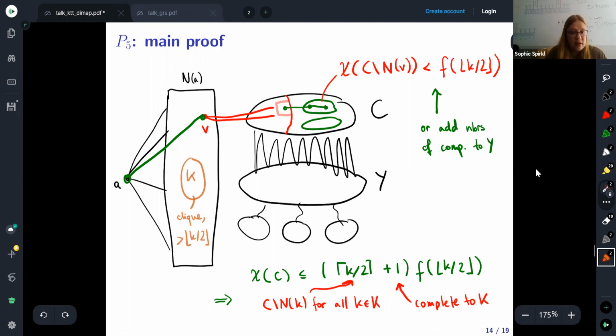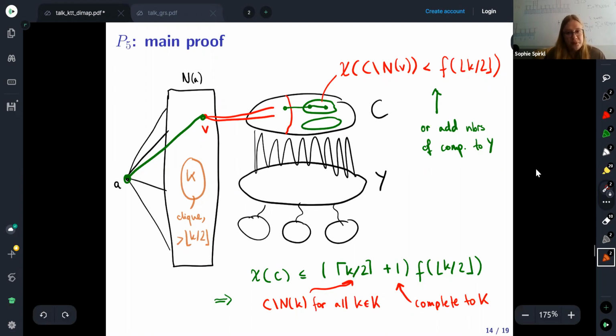So why can't we do that? It must be that the chromatic number of this component is too small now. Right. We wanted Y to be a maximal set such that there's a big component complete to it. And here's a little bit we could add to Y to still have a component complete to it, so it mustn't be a big component. So this has chromatic number at most f of k over 2, because that's the threshold we wanted for the chromatic number of C.